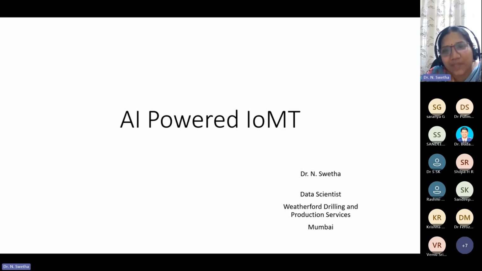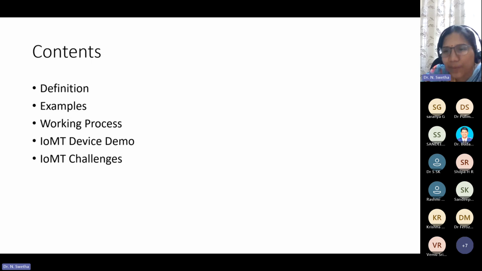So in AI powered IoMT, let us touch some part on Internet of Medical Things, and I have also just prepared a few small device demos. Let me show that for you. You can stop me at any point of time when you need.